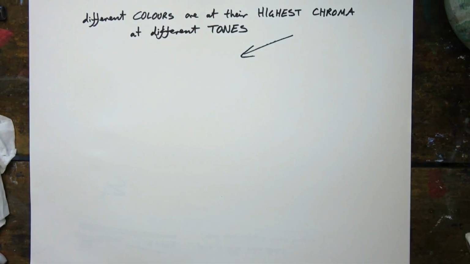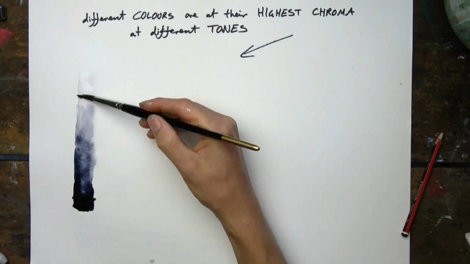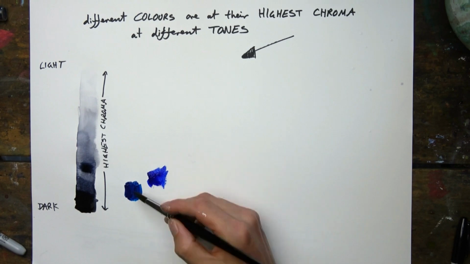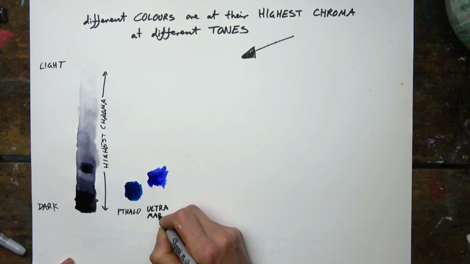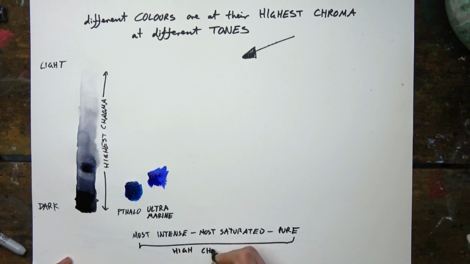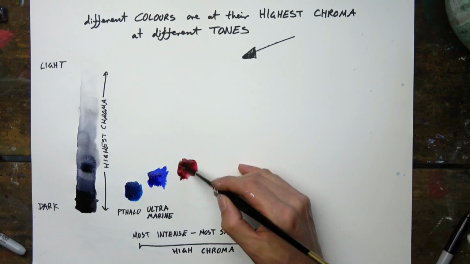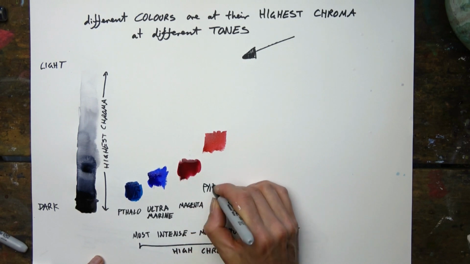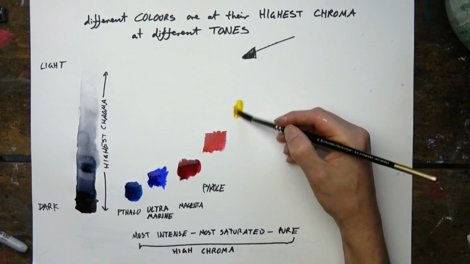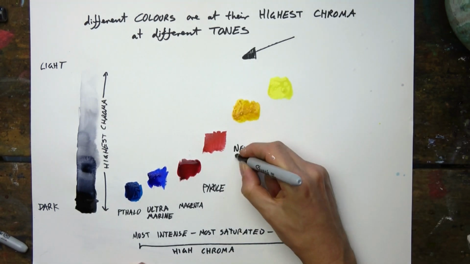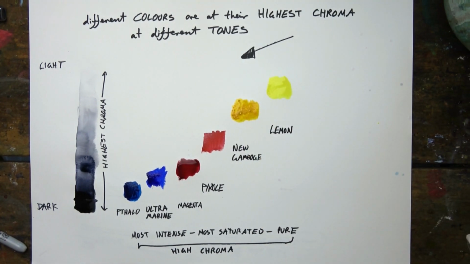We can also look at how different colours are at their highest chroma at different tones. So for example, phthalo blue is at its highest chroma at a fairly dark tone, ultramarine is at its most saturated, highest chroma at a slightly lighter tone, magenta slightly lighter still, pyrrole red a much lighter tone when it's at its highest chroma, and then as always the yellows are at their highest chroma at the lighter tones, seen here with new gamboge being ever so slightly darker than lemon, all at their purest, highest chroma.